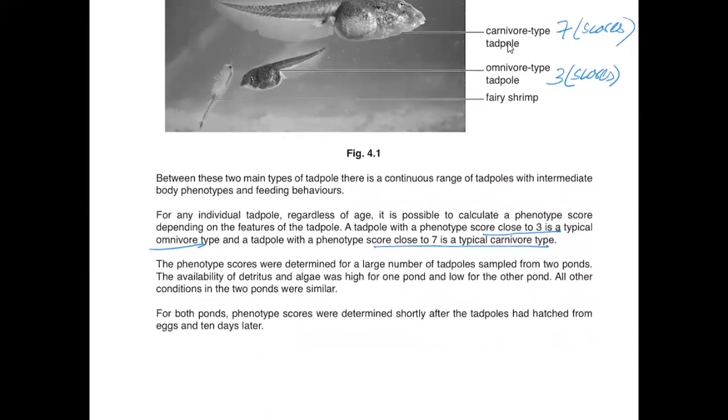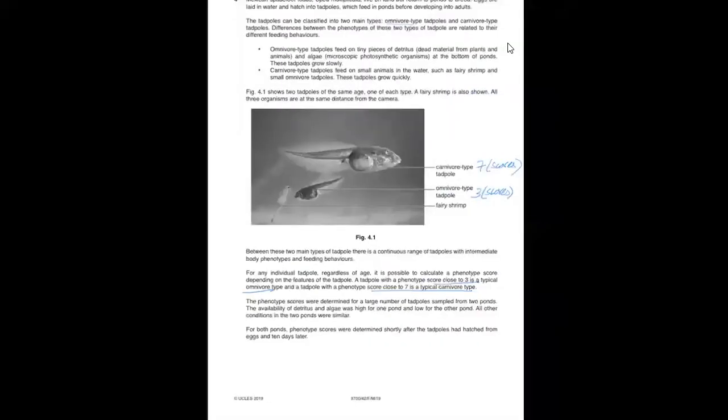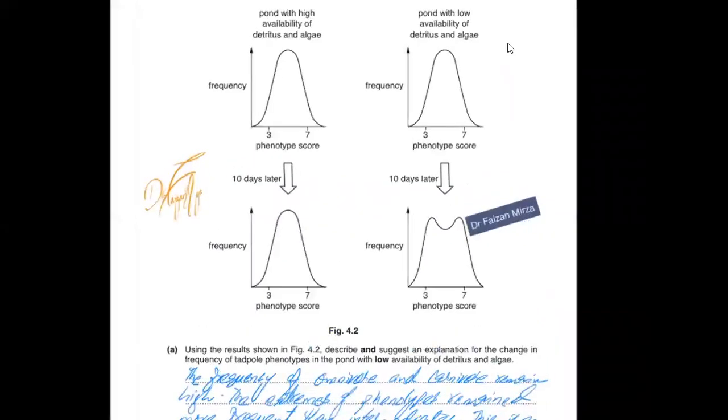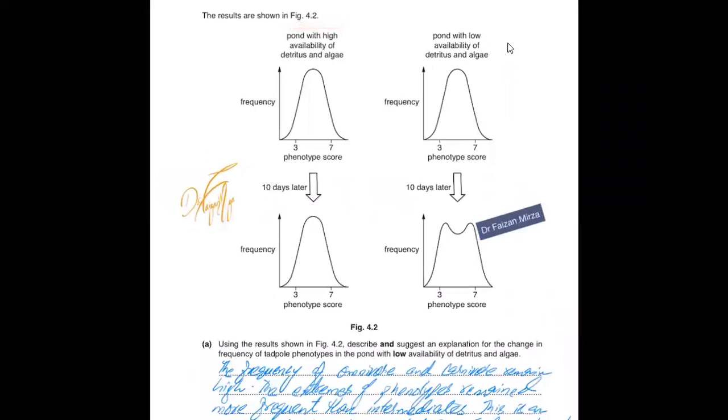The phenotype scores were determined for a large number of tadpoles sampled in 2 ponds. Further, they are saying the availability of detritus and algae was high for one pond and low for the other pond. All other conditions of the 2 ponds were similar. For both ponds, phenotype scores were determined shortly after the tadpoles had hatched from the eggs and 10 days later. Now you can see this in figure 4.2, how this actually is happening. You can see this disruptive selection occurring here. And you can see that 3 and 7 are low, whereas the intermediates are very high throughout. But 10 days later, you can say that disruptive selection has occurred.